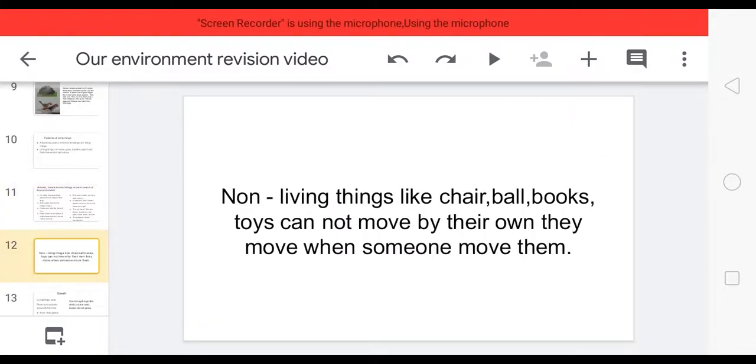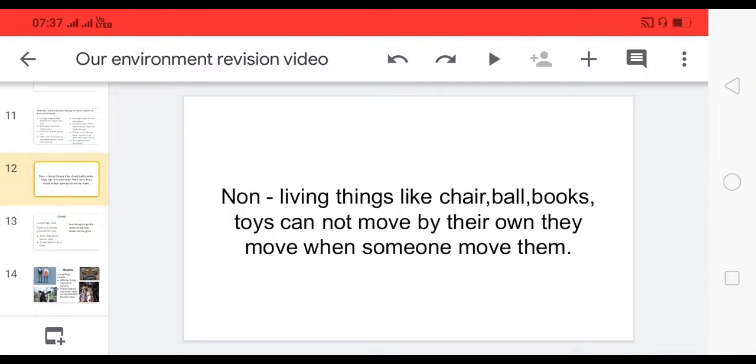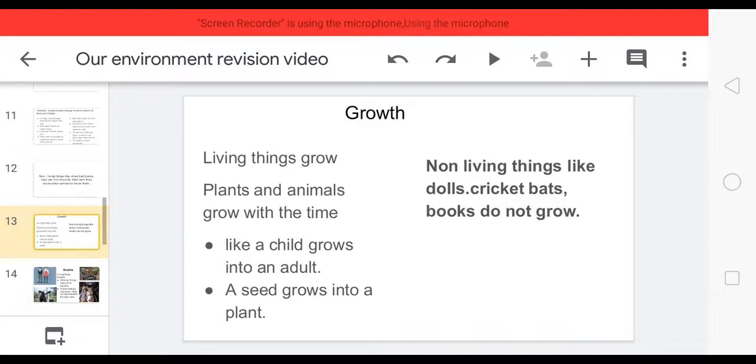And non-living things like a chair, ball, books, and toys cannot move by their own. They move when someone moves them. Okay, it means non-living things cannot move by themselves. If someone moves them, then only they can move from one place to another.